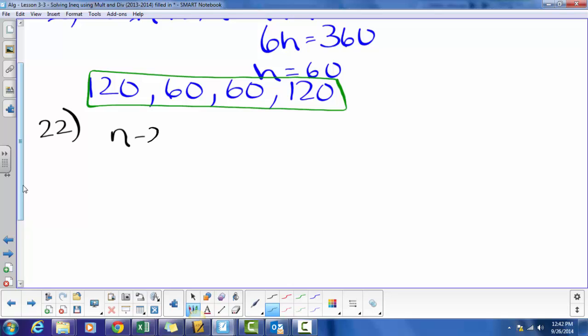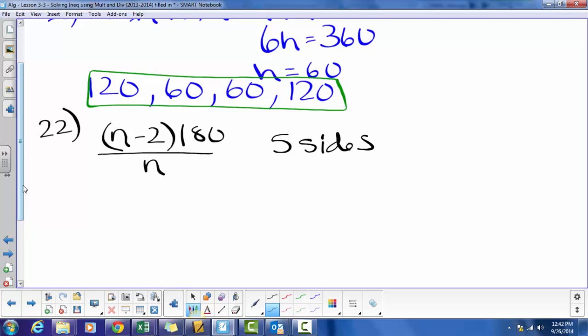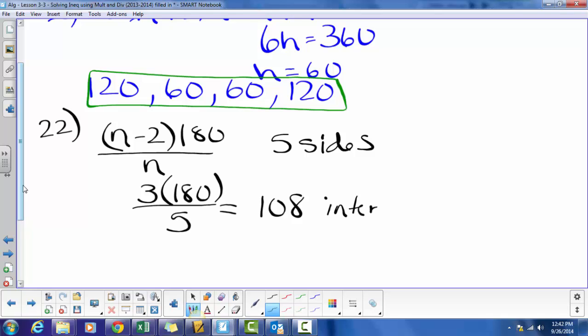Number 22. We're going to use n minus 2 times 180 divided by n. I need to figure out each interior angle of the regular polygon. Well, I know that this has 5 sides. Okay, so 5 minus 2 is 3. So 3 times 180 divided by 5 equals 108. So that's the measure of each interior angle. Okay?